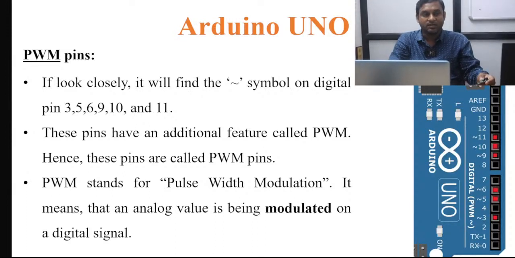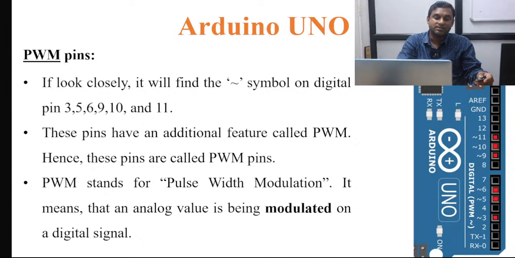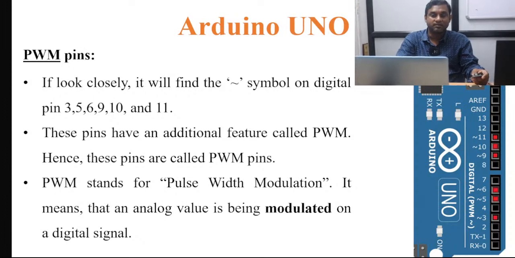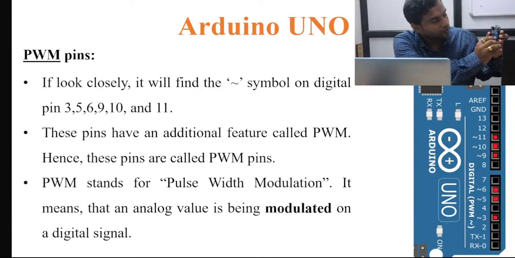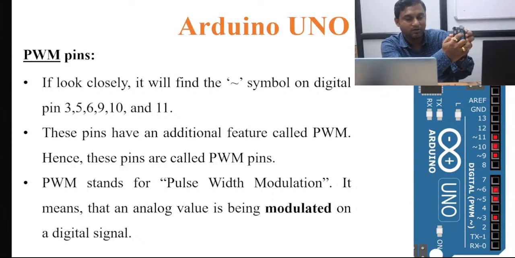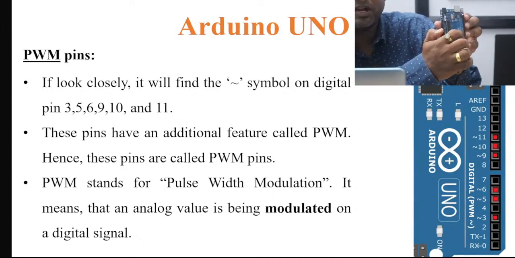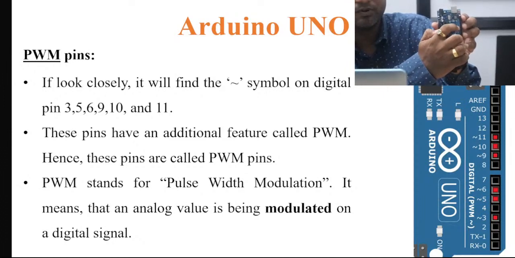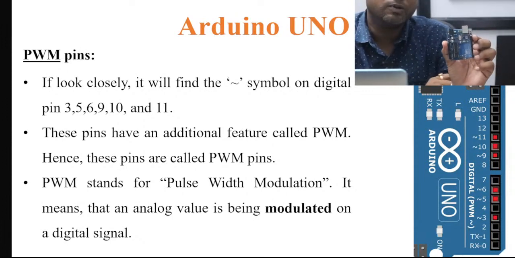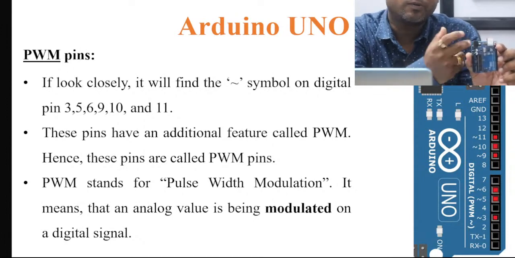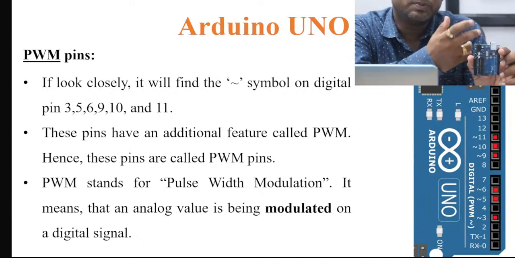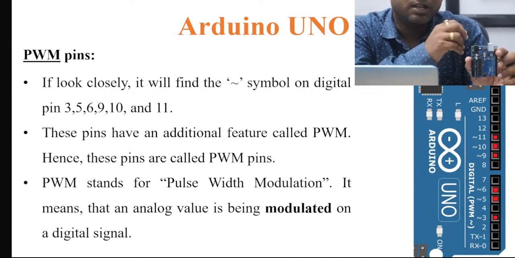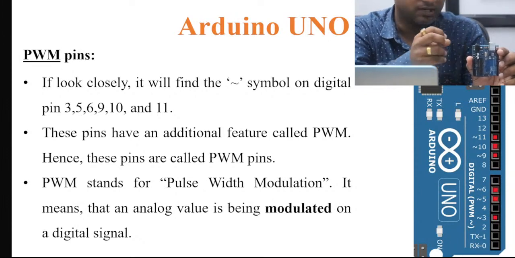Then there are some pins you can see on the screen: pin number 3, 5, 6, 9, 10 and 11. In this figure there is a tilde symbol on these pins. These pins are called PWM pins. PWM stands for pulse width modulation. It means an analog value can be modulated on a digital signal. PWM signals can be used for applications like increasing the speed of a servo motor, or increasing or decreasing the intensity of light.